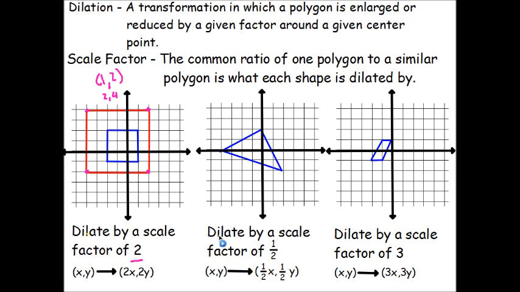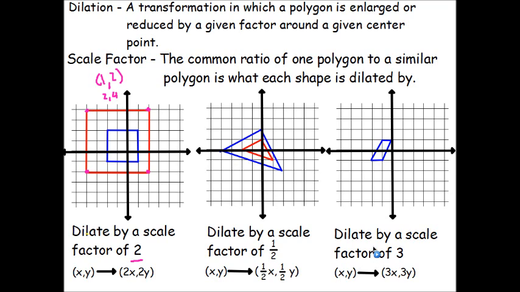Alright, now this one, dilate by a scale factor of a half. So you'll notice we were multiplying by a whole number here. Now I'm multiplying by a fraction. So if I multiplied by a whole number, you should have noticed that it got bigger. If we multiply by a fraction, it's going to get smaller, because if we're going to multiply by half, it's the same thing as dividing by 2. So this would be our motion rule down here. We're multiplying x's by a half and y's by a half. So if you were to do that, this is how it would look. So you notice your triangle got smaller.